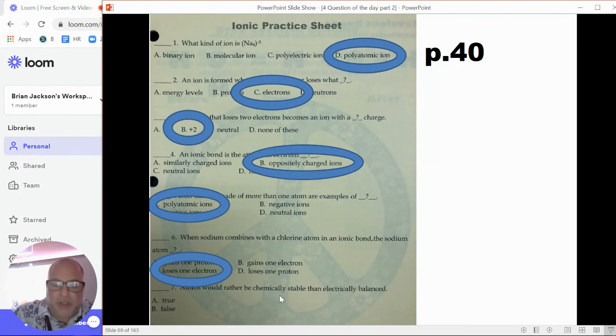Number 7, atoms would rather be chemically stable or electrically balanced. Well, this one, it's a trick question right here, right? If it says the word atom, an atom by definition means that it already is electrically balanced, right? If you say you have an atom of, let's say, any element on the entire periodic table, it's saying you have the same number of protons, neutrons, and electrons in it. So it's already electrically balanced, so that one's just going to be true for that one question. All right, make sure you take the quiz after this, and I'll see you in class.